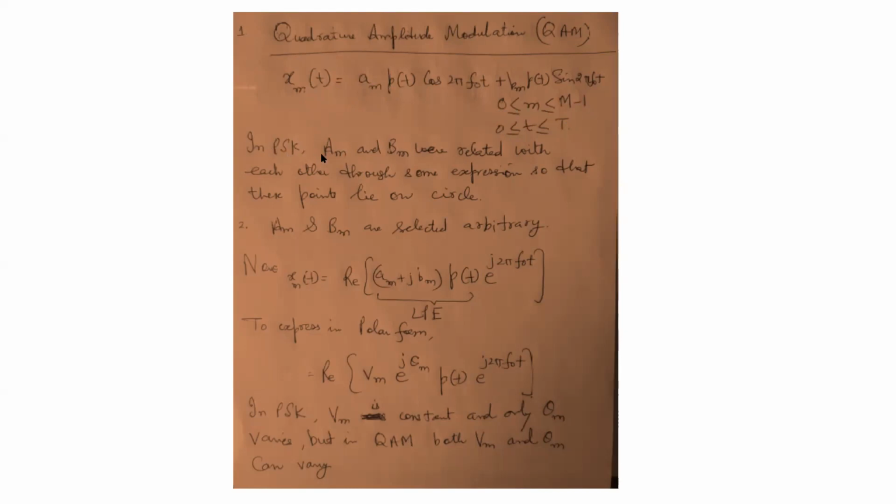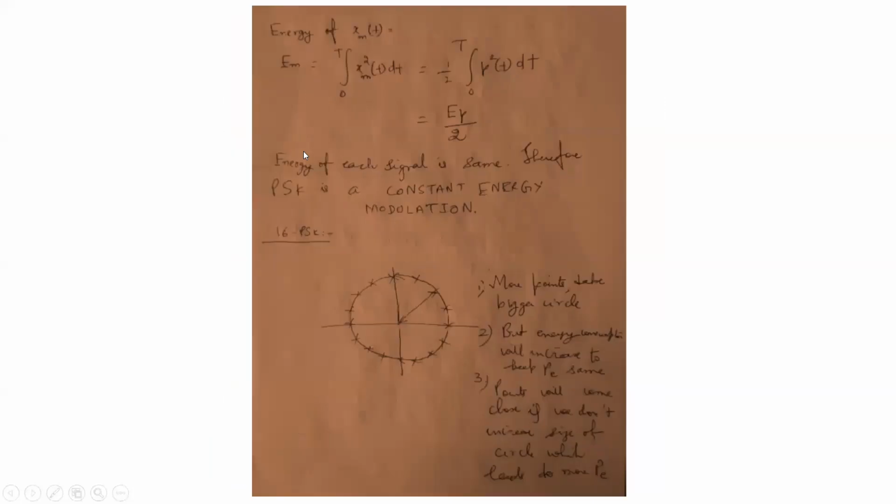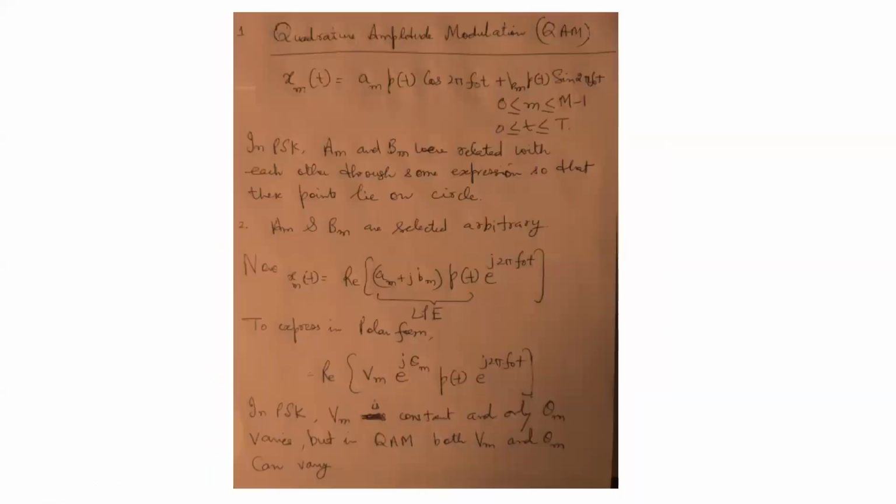Now in PSK, AM and BM were related with each other through some expression. If you remember PSK, this is my AM and BM. So this AM has some expression and BM also has some expression. And we know that these coordinates will result in points lying on the circle. But in the case of quadrature amplitude modulation, there is no relationship.